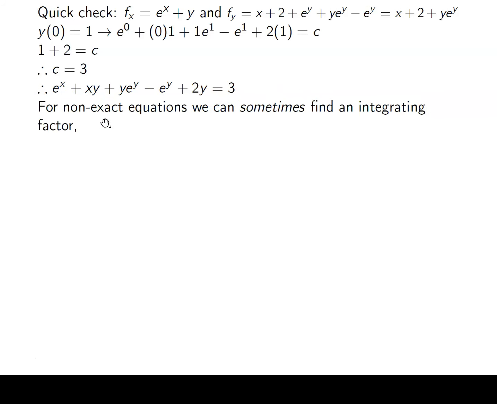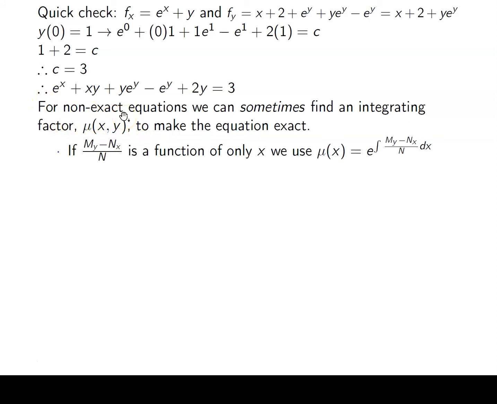For non-exact equations, we can sometimes find an integrating factor. So I know it says sometimes, but it's actually a lot of times. So I don't want you to think that it's not very often. It's actually quite often that you can turn a non-exact equation into an exact equation, right? So here our integrating factor is called mu of xy. So here our integrating factor is a multivariable function. It's a function in x and y, not just x, right? Actually, it is just x or just y, but we consider it multivariable.